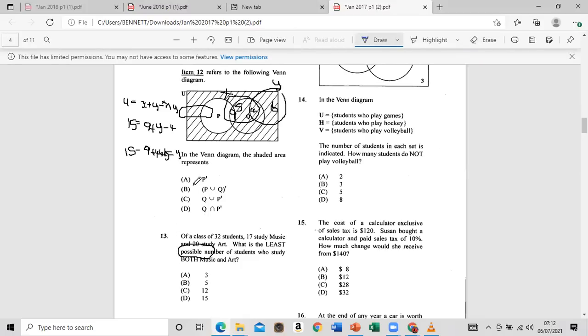All right, so the answer for this would be P, right? All right.